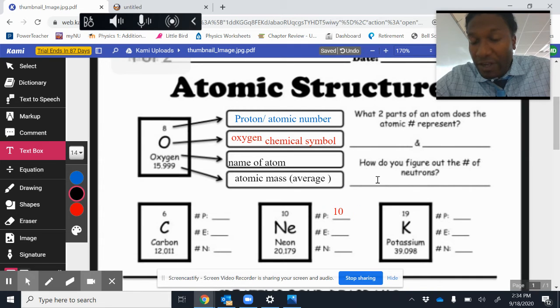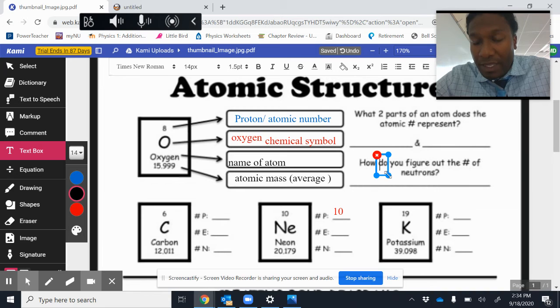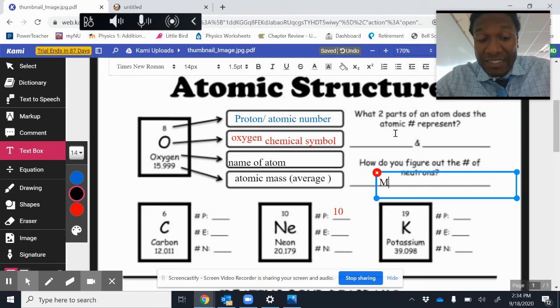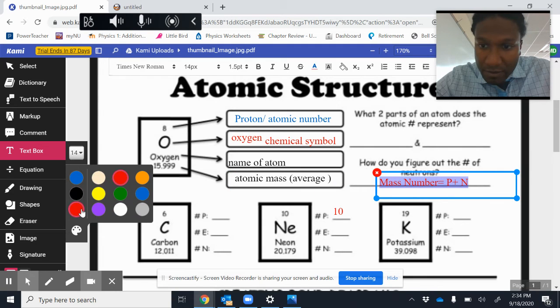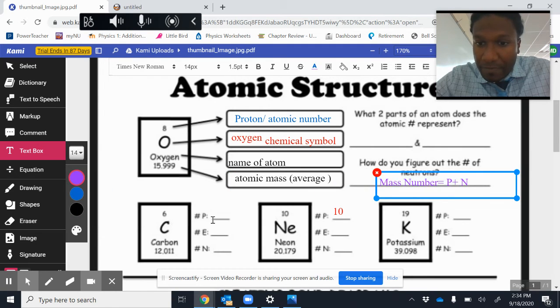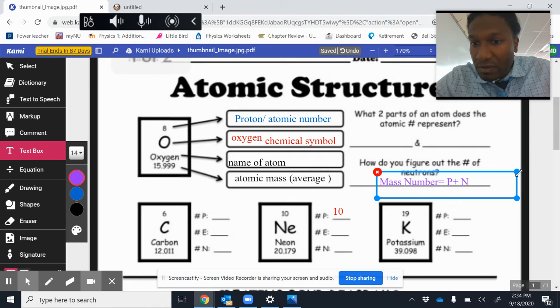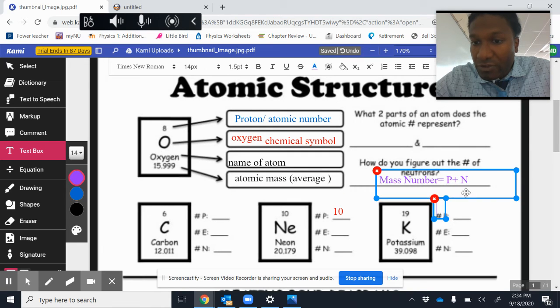How do you figure out the number of neutrons? This you can't do for any of these. So just FYI, you can't do N, you can't do N, you can't do N. You need the mass number. The mass number will equal your protons plus your neutrons. So in order to find out your neutrons, you would need the mass number.